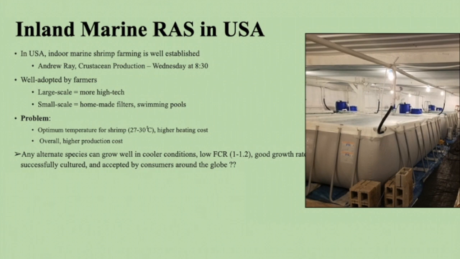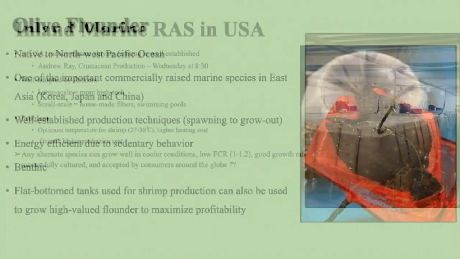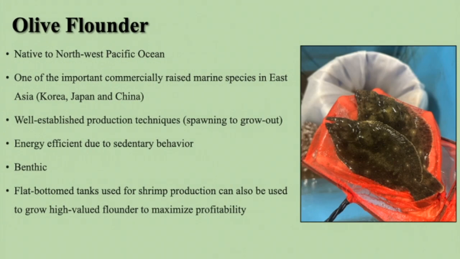So we are looking for an alternative species that has already been cultured, has a good growth rate, good FCR, is already successfully cultured and well accepted by the consumer, and that is the olive flounder. It is native to the Northwest Pacific Ocean, one of the important commercially raised marine species, especially in Korea and Japan, and it is well established, from spawning to breeding, which has already been done. And it is energy efficient.